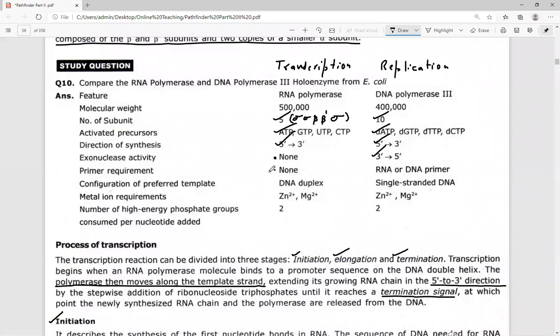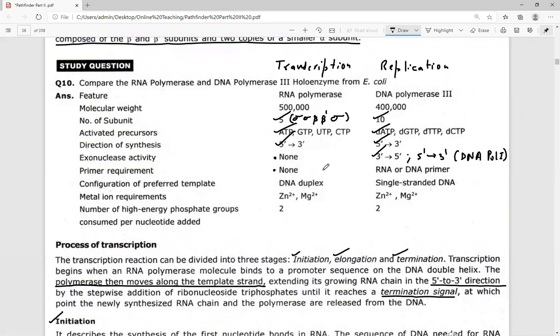But it has an exonuclease activity. DNA polymerase 1 will have both the exonuclease activities, that is 3 prime to 5 prime, and 5 prime to 3 prime is also present. 5 prime to 3 prime is only present in DNA pol 1, which is also referred to as Kornberg polymerase. I have told you its structure as well as how it functions.